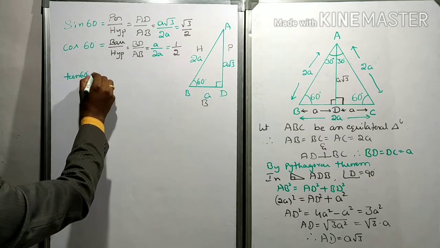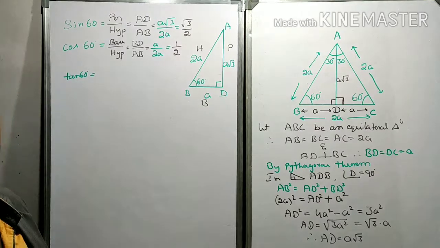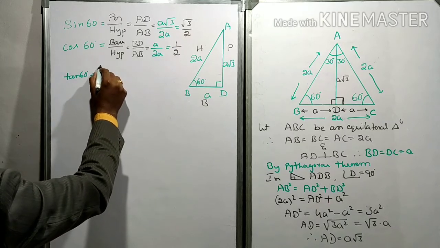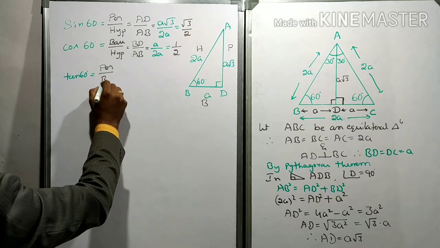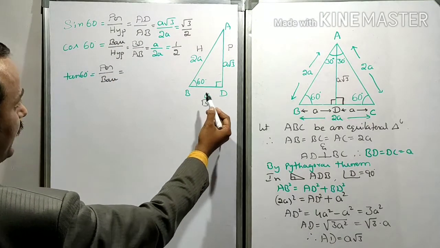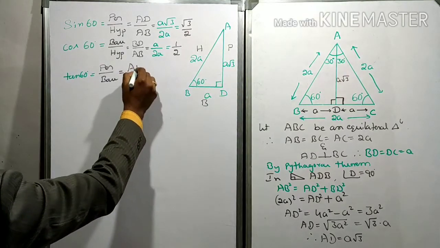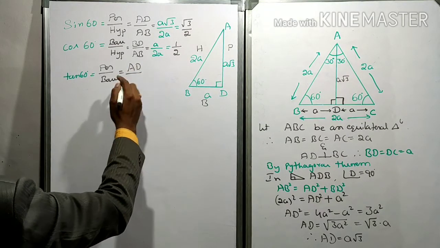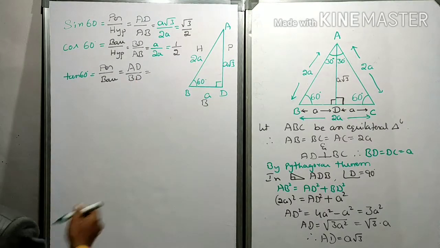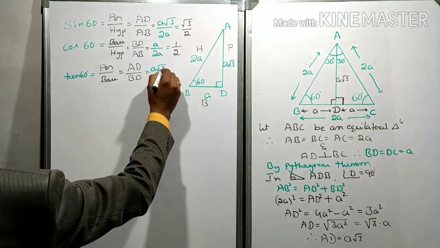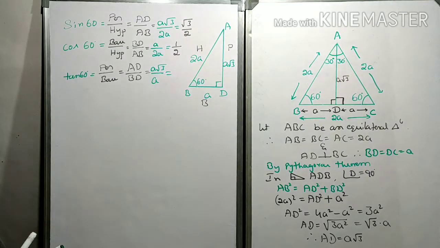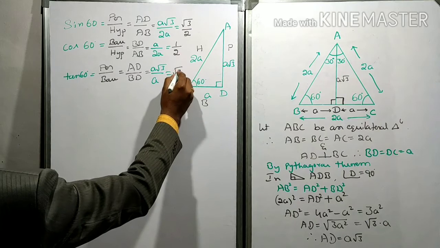Tan 60 degree. The tan ratio, all of you remember? Tan ratio is perpendicular upon base. In this right angle triangle, perpendicular side is AD upon base side BD, which is equal to AD length A root 3 upon BD length A. Here numerator A, denominator A cancel. We get root 3 only, dear children.